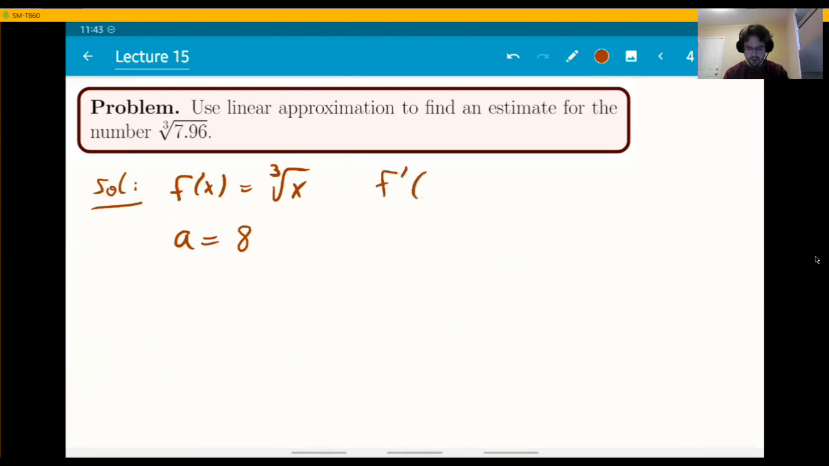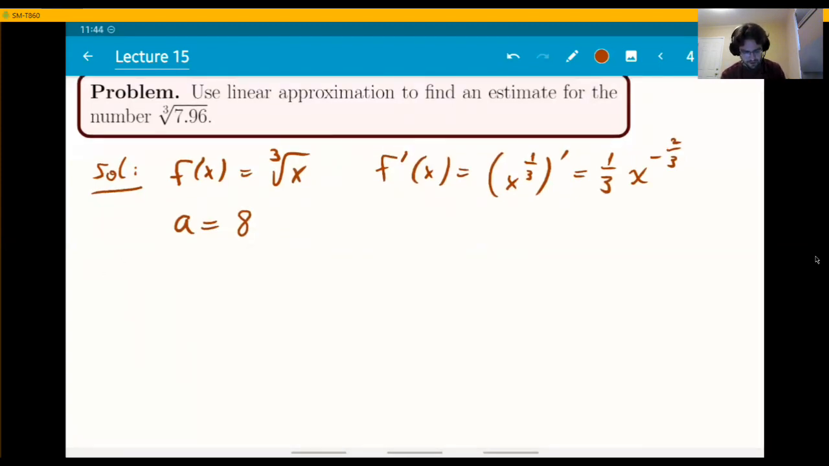Well, we know that we're going to need f prime, so we can go ahead and find that first. To find the derivative of the cube root, just remember that's the same thing as x to the 1/3. So you need to apply a power rule. It becomes 1/3 times x to the -2/3, which is 1/3 minus 1. Okay, so f of a is the cube root of 8. That's 2, as I said.